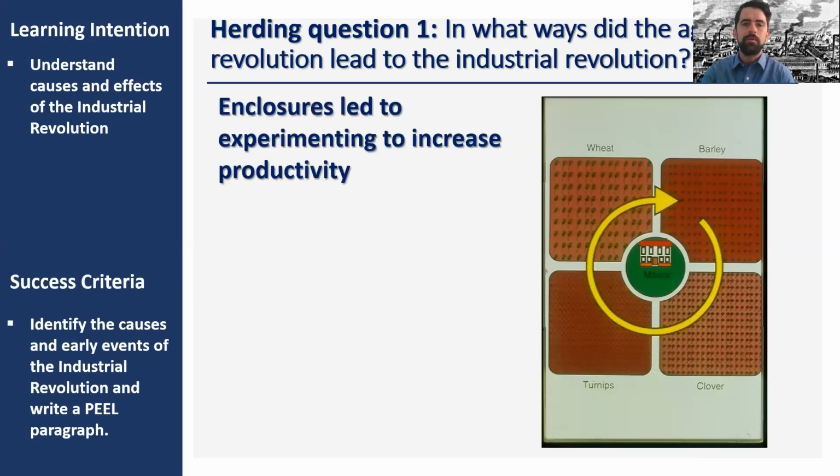A few particular things that you want to focus on, again, this is having to do with the agricultural revolution, which is on page 283, is this idea of an enclosure.